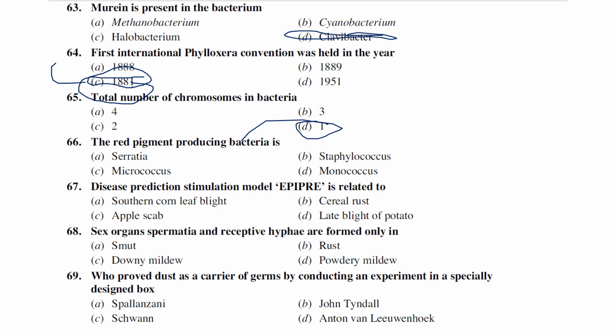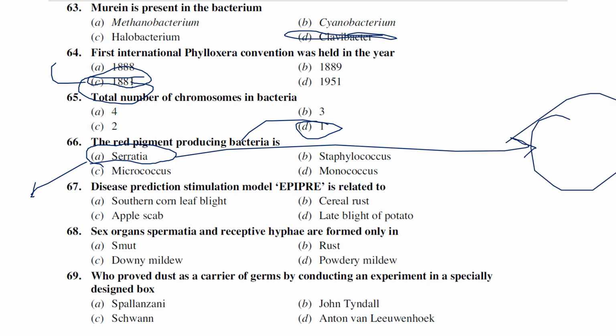The red pigment producing bacteria: which bacteria produces red pigment? Serratia, Staphylococcus, Micrococcus, or Monococcus? Serratia is known to produce red pigment. It is also known to be a human pathogenic bacterium. Serratia marcescens produces a red color pigment, especially in milk. If you see milk infected with Serratia, we can see red colored pigments.